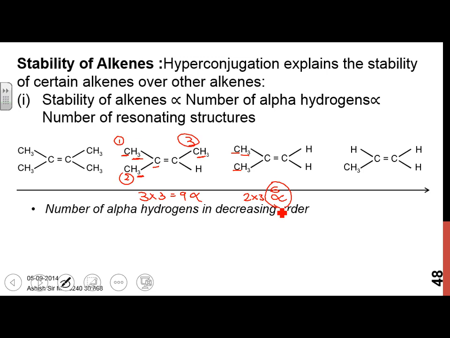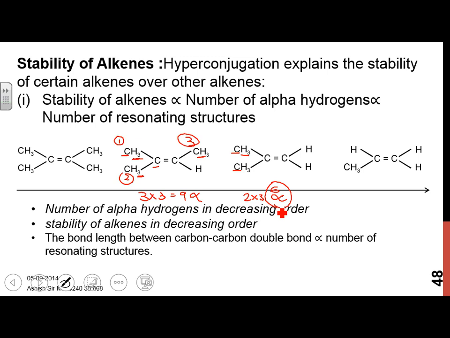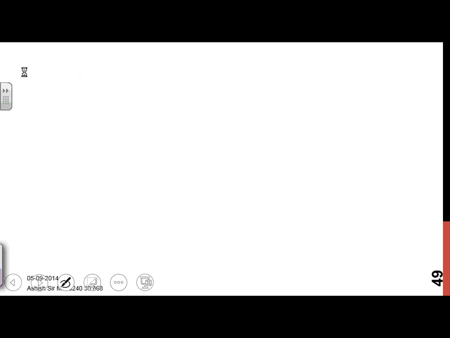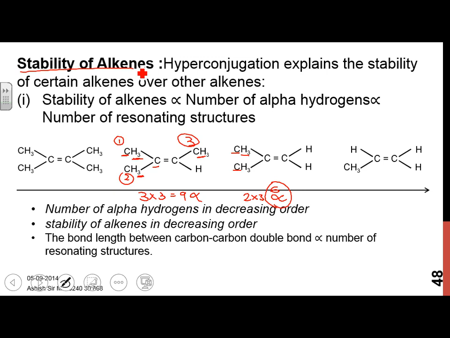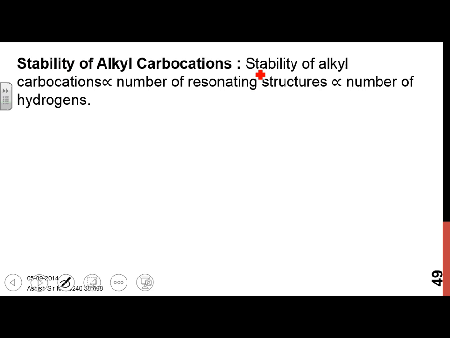Okay. We have understood the stability of alkenes on the basis of hyperconjugation. Yes or no? So it's an important concept. Second thing, we are going to study the stability of alkyl carbocations. But sir, what on earth is a carbocation? We don't know about carbocations. Let us understand that concept first.